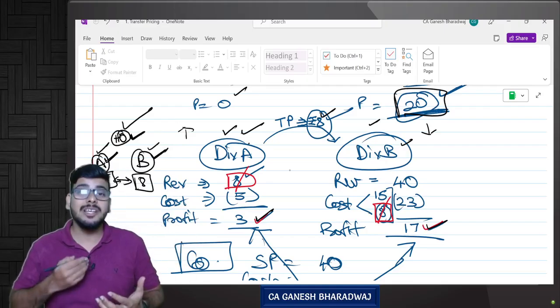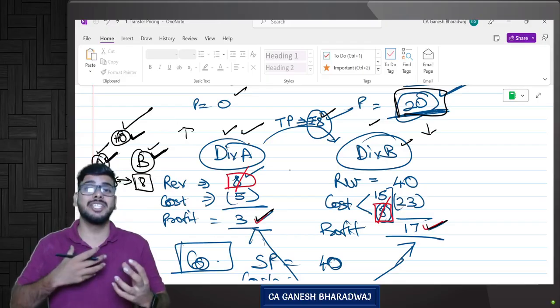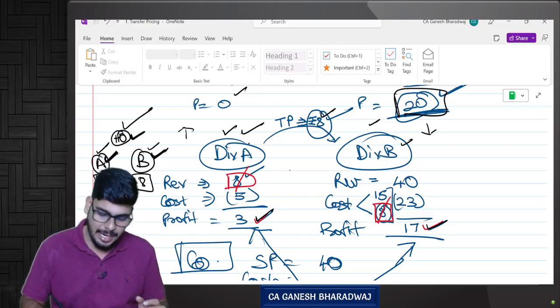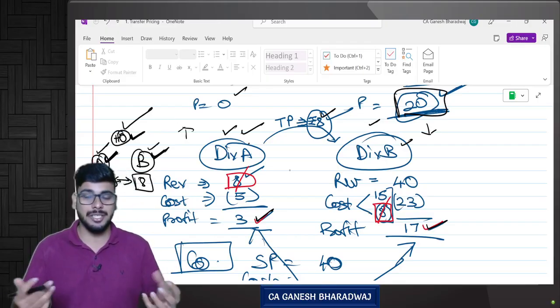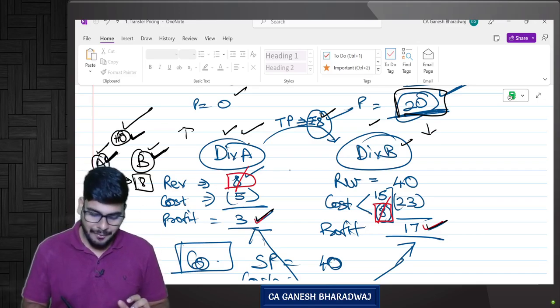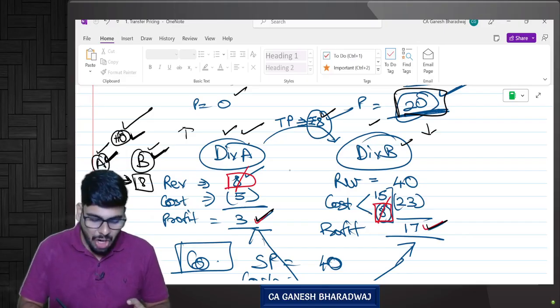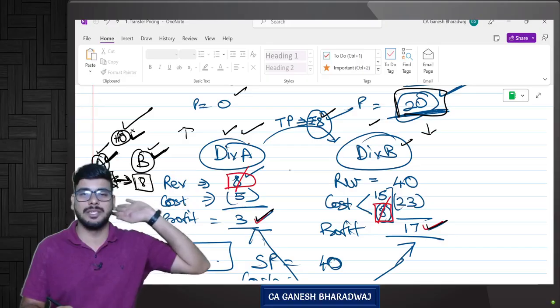No. So only in case of a decentralized form of organization, where certain decision-making powers are delegated to the divisions, only then can transfer pricing function. And when it comes to fixation of transfer price, it cannot be interfered with by the head office. Are you clear with this?